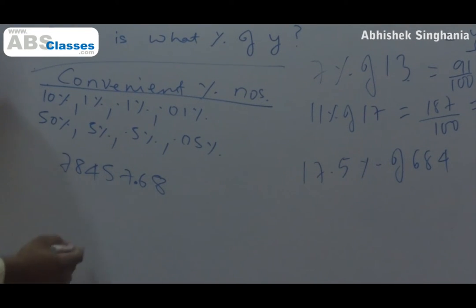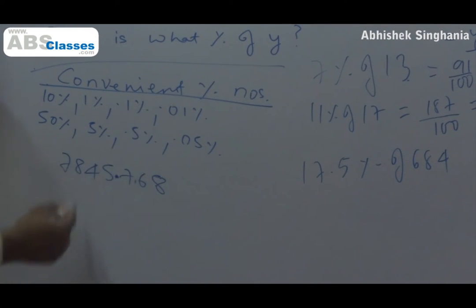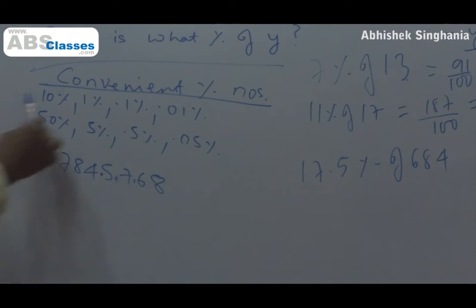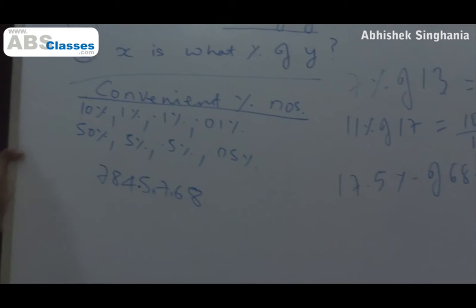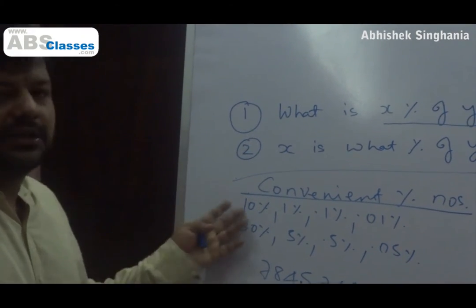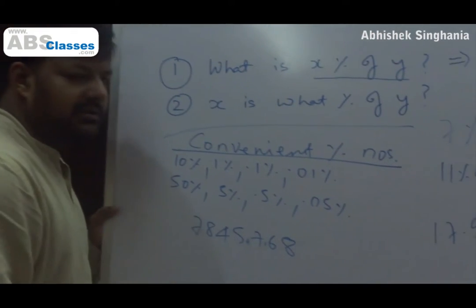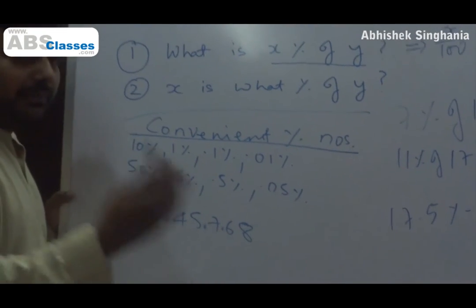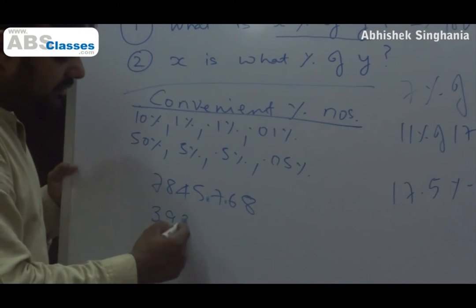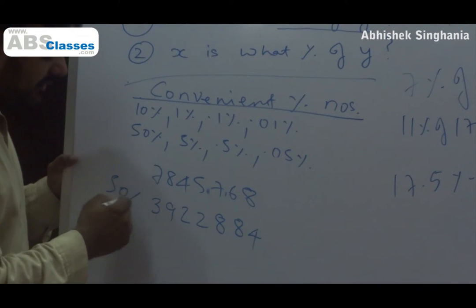0.68. What is 0.1% of this number? 0.768. And what is 0.01% of this number? 0.576. This means that all these numbers can be derived by mere observation. I don't need to do any calculation to get these percentage figures at least. Continuing in the same vein, can I find 50% very easily? You don't even need to be a mathematician to know that 50% is nothing but half of this, which means 3,922,884 is my 50%.